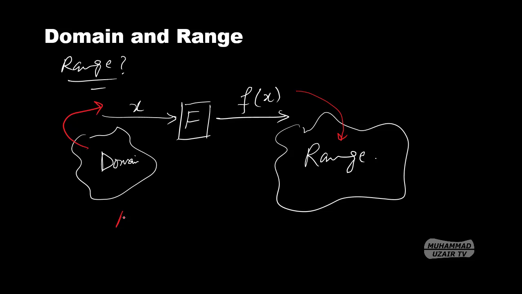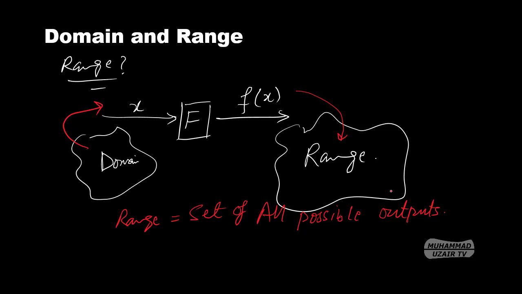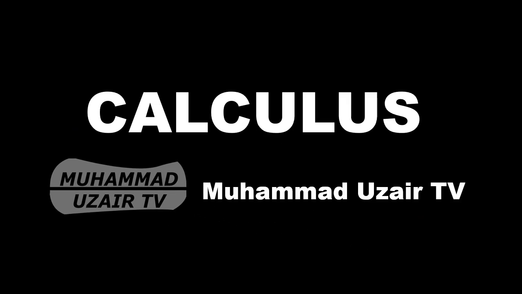So range is the set of all possible outputs, and domain is the set of all inputs over which a function is defined. So in this video we learned about domain and range and piecewise function.